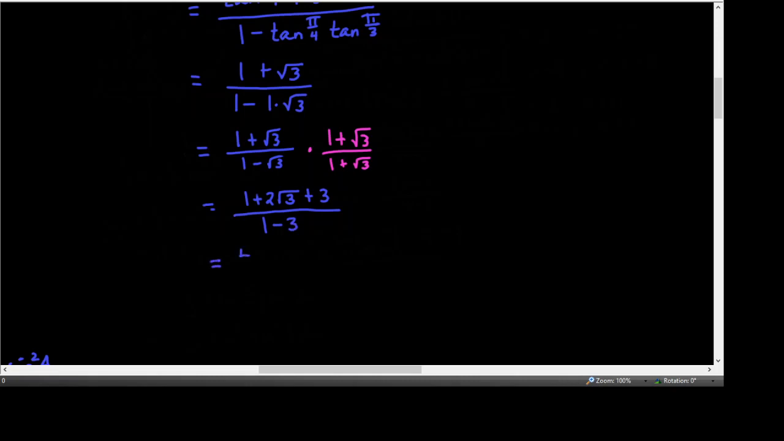So that's 4 plus 2 square roots of 3 over negative 2. If we split that fraction, that's 4 over negative 2 plus 2 square roots of 3 over negative 2. And so my final answer is negative 2 minus the square root of 3. That's that one.